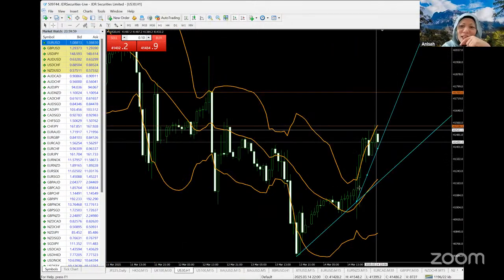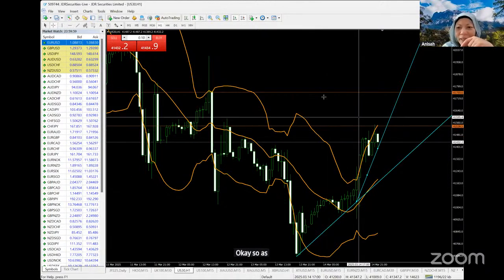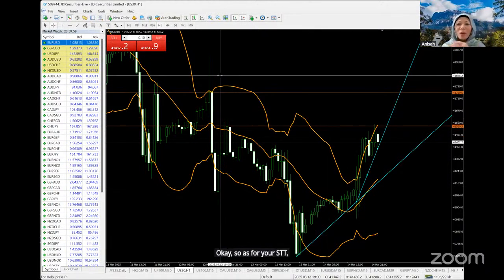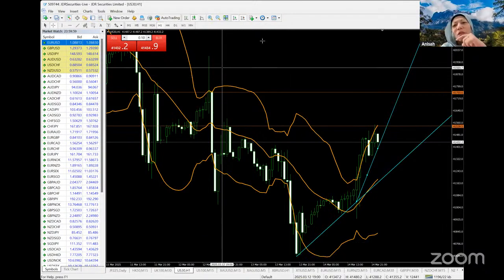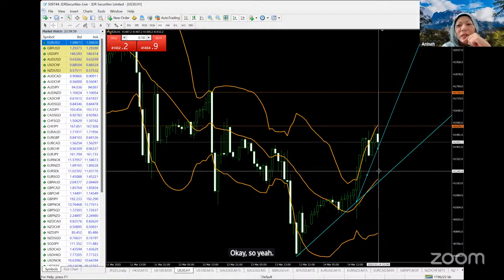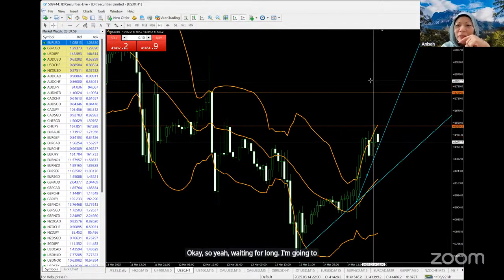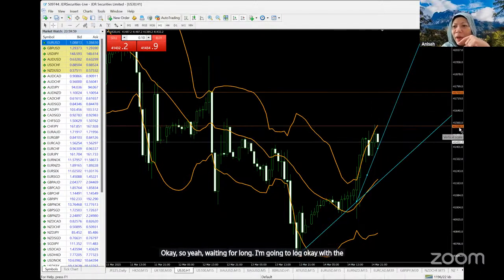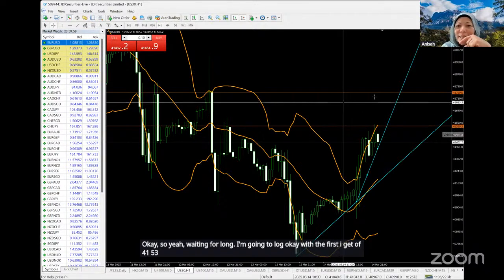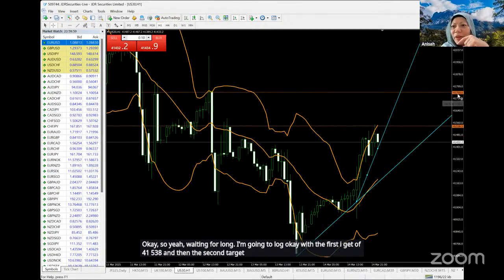As for US 30, this is the 1-hour chart. I'm looking at the 1-hour chart. So yeah, waiting for long. I'm going to long, with the first target of 41,538 and then the second target of 41,759.